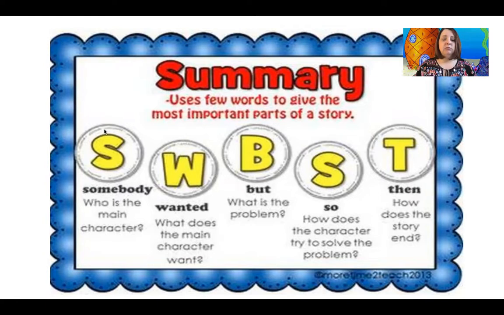S, somebody. Who's the main character? Well, in our book, it would be who for us? That's right, Miami Jackson. The W is wanted. What does the main character want? Well, yes, he wants a lot of things. But the B stands for but. What's the problem? Remember, when we have just one story, a small paragraph, we usually have one problem. But when you have a book, you're going to have multiple problems throughout it. So we're going to look at the problems in each chapter separately.